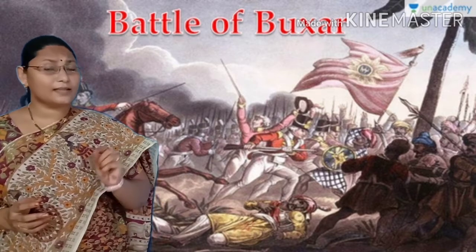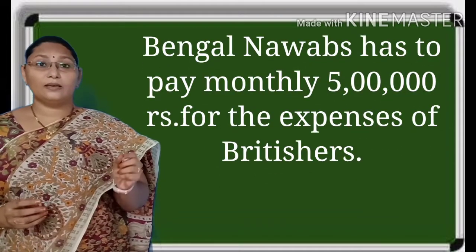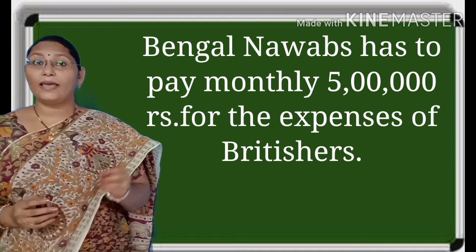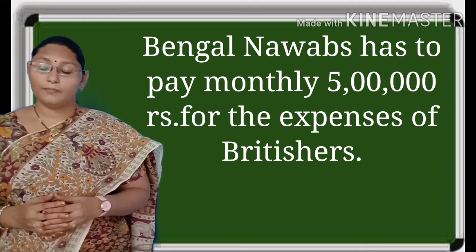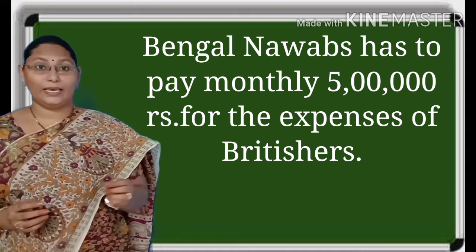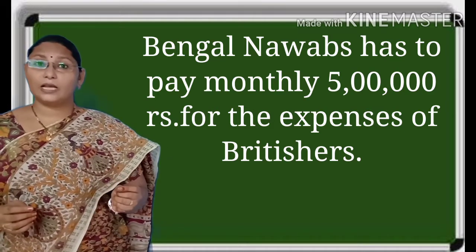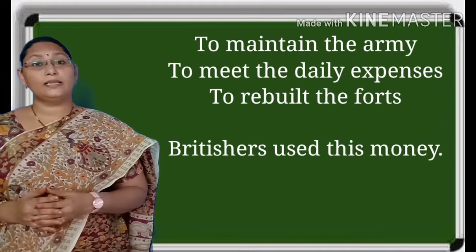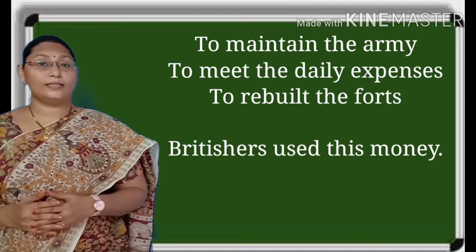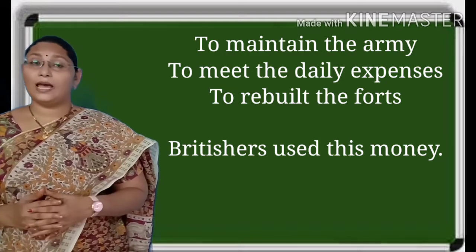They reinstalled Mir Jafar as the Nawab of Bengal and they levied a tax of 5 lakh rupees per month on the head of the Bengal Nawab. This means the Bengal Nawab had to pay 5 lakh rupees every month to the East India Company. And this money was also not sufficient for the demands of the Britishers. With that money, they had to maintain their troops and their daily expenses, and this money was also not sufficient to meet their demands.